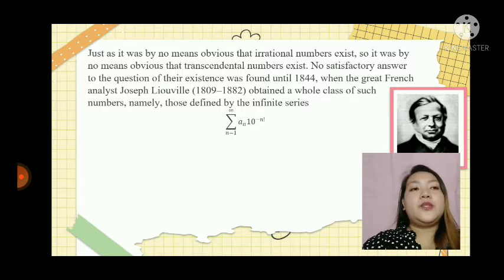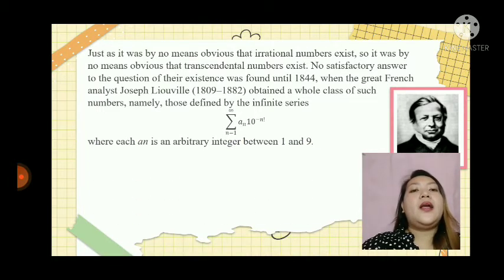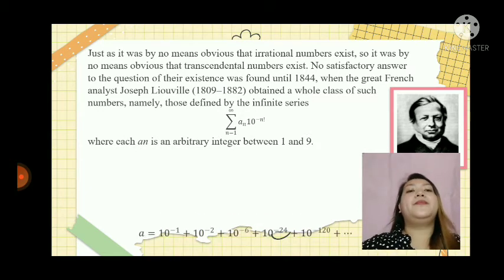Just as it was by no means obvious that irrational numbers exist, it was by no means obvious that transcendental numbers exist. No satisfactory answer to the question of their existence was found until 1844, when the great French analyst Joseph Liouville obtained a whole class of such numbers, namely those defined by the infinite series, the summation of a_n 10 to the power of negative n factorial, where n goes from 1, and each a_n is an arbitrary integer between 1 and 9.